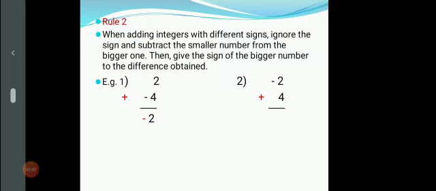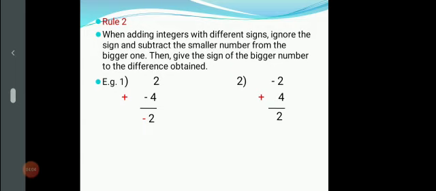In the second example, -2 plus 4. The first one is a negative integer and the second one is positive. The same thing is followed here. We have to find the difference. The difference is again 2, and the sign of the bigger number is positive. We are not going to write the plus sign here, so the answer is 2. So these are the rules of addition.